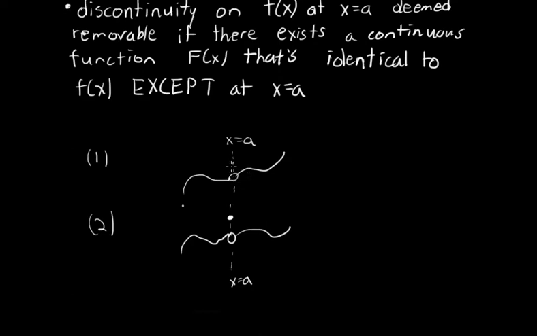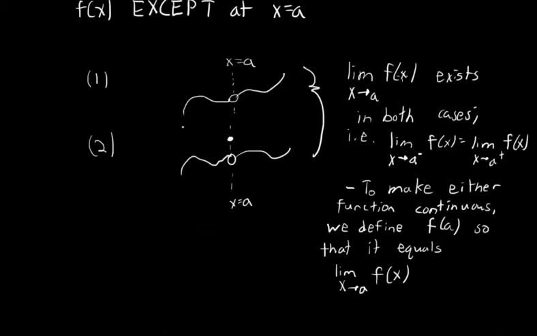In this case, f of x is undefined at x equals a, so if we just define it equal to this limit here, then we'll have a continuous function. In this case, if we redefine f of x at x equals a equal to the limit, then we will have a continuous function. So again, to drive the point home, the limit as x approaches a of f of x exists in both of these cases, and that's because the left and right limits are equal.